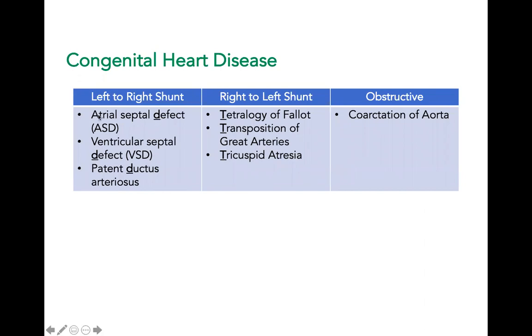So when we say left to right shunt, again, ito yung mga under nito, all right? So ito yung mga major types of your left to right shunt congenital heart disease. First, we have atrial septal defect. We have the ventricular septal defect, the patent ductus arteriosus. So remember the letter D, no? Nandun yung mga D niya, all right?